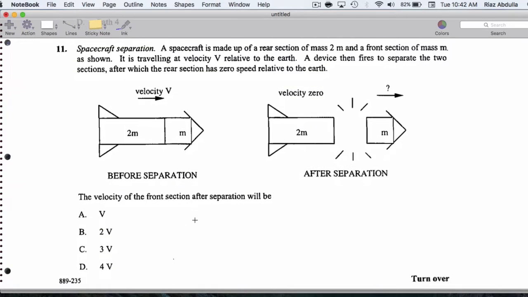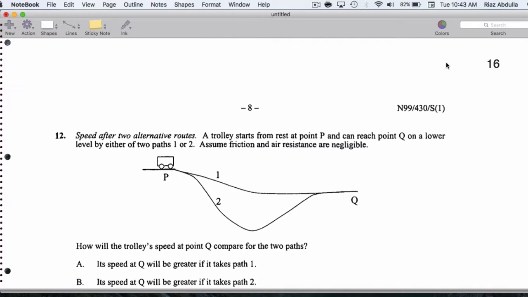All right. Now let's conserve momentum here. So we have 3mv to start with, and the final momentum, so we have 2m at 0 and m at v final, and that ends up being 3v.